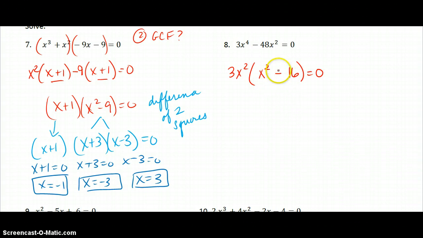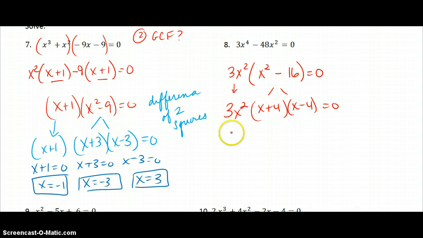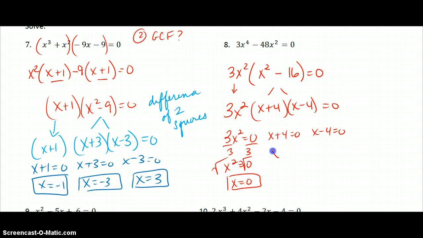Now, once we look at this binomial with the square in it, we realize that it's difference of 2 squares, and we'll break it up into 2 factors, x plus 4, x minus 4, and make sure we continue carrying down the 3x squared. Okay, now that we have our factors, we're going to solve and set each one equal to 0. So for 3x squared, we'll treat this the same way as any old algebra problem. We get x squared equals 0, and then we take the square root of both sides. So x equals 0, x equals negative 4, and x equals 4.